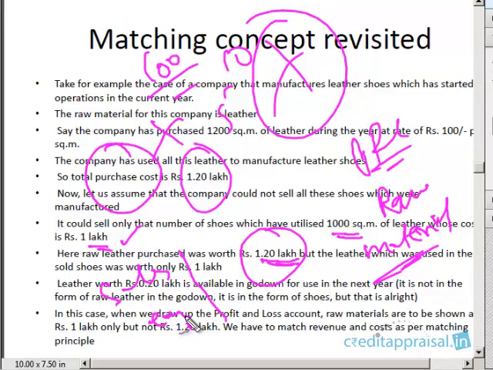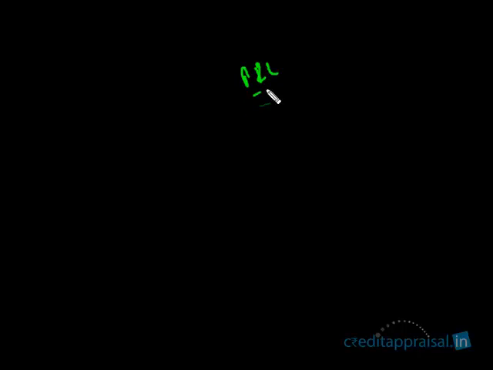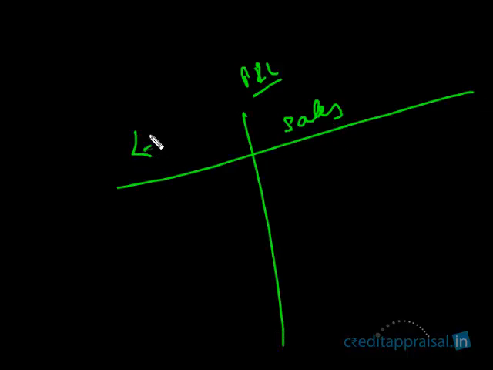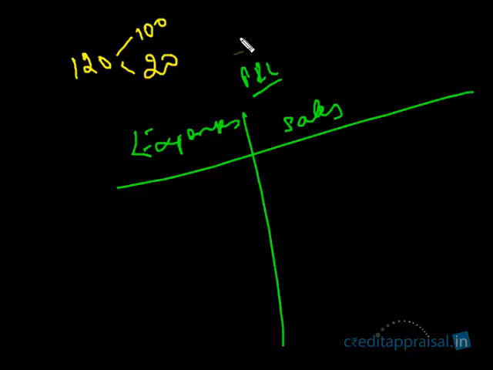You have to do a matching here. Drop the P&L account for this scenario, the sales and the expenses. So let us see the scenario. Once again, we have 120 shoes, of which 100 were sold and 20 were unsold. Let us assume that the selling price of each shoe was 1,500. So we're speaking of an amount of 1.5 lakhs, right?